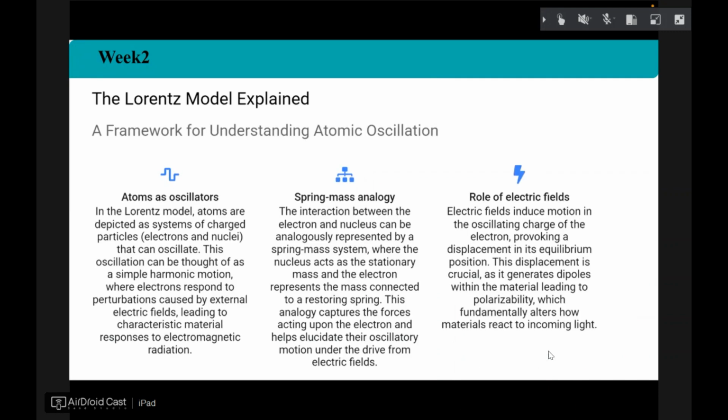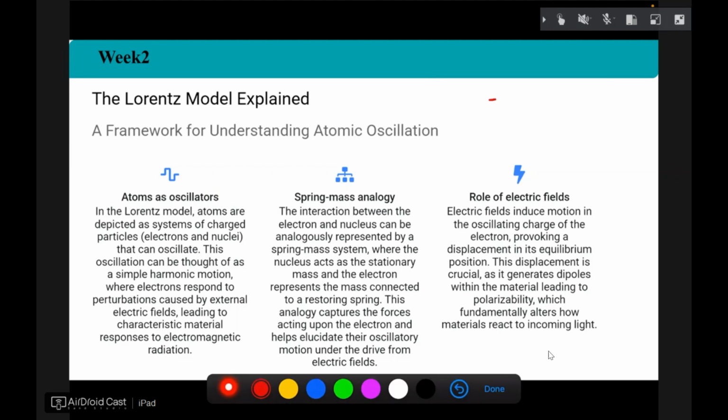So to explain this, we have the Lorentz model, which is helpful to understand the role of electric fields, how the material will be affected under the influence of an electric field. So the first thing is, if we have an atom, that is explained by the Lorentz model. In the Lorentz model, atoms are depicted as a system of charged particles, that is electrons and nuclei, and that can oscillate.